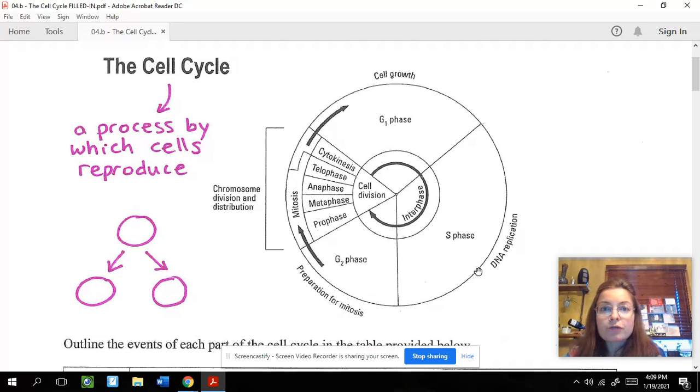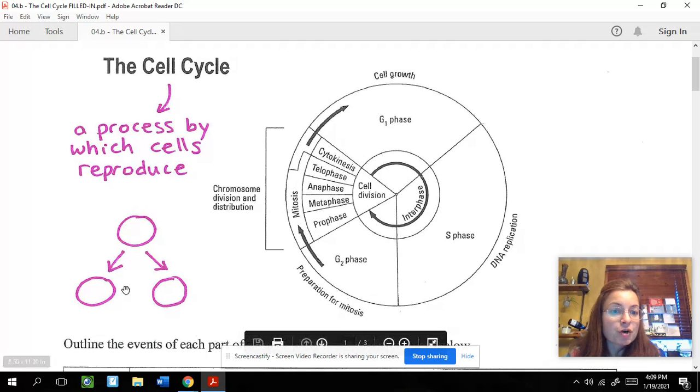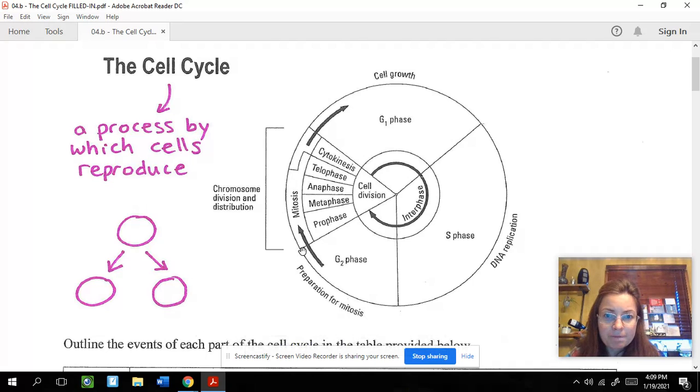Remember that in order for the parent cell to produce two daughter cells that are genetically identical to each other and to the parent, it's going to need to copy its DNA so that each daughter cell has a copy. So that happens during this DNA replication, or S phase. Right before a cell divides, it's going to go through a secondary growth phase, and that's just to ensure that the cell is big enough to divide again.